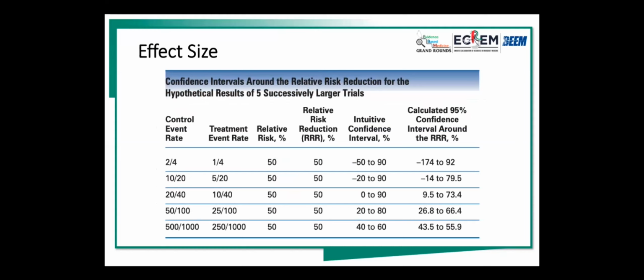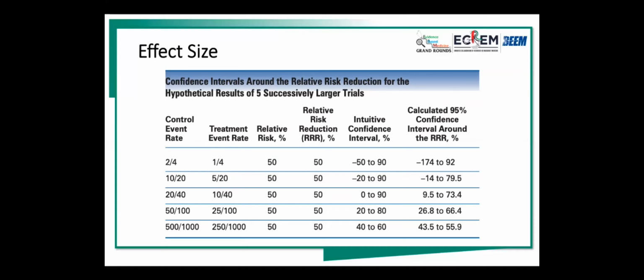Now let's start from the bottom up. With the control event rate of 500 out of 1,000 and the treatment event rate of 250 out of 1,000 and a relative risk reduction of 50%, you can look at the confidence interval there of 43.5 to 55.9. So certainly there is a relative risk reduction there. Now you compare that to, let's say, the second row of 10 out of 20 versus 5 out of 20. Yes, your relative risk reduction is the same at 50%. But when you look at the confidence intervals, it's up to an 80% benefit, but also 14% harm.